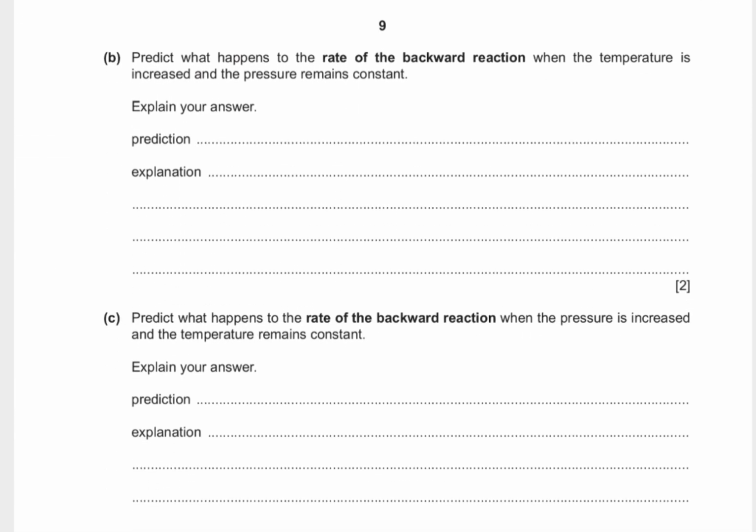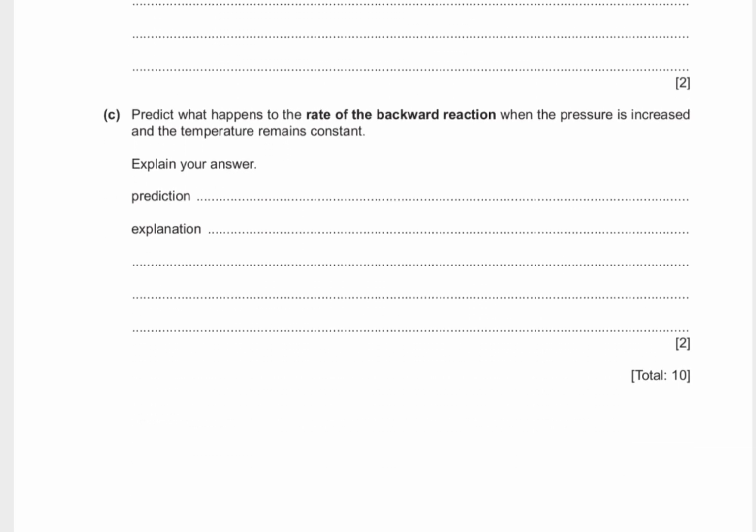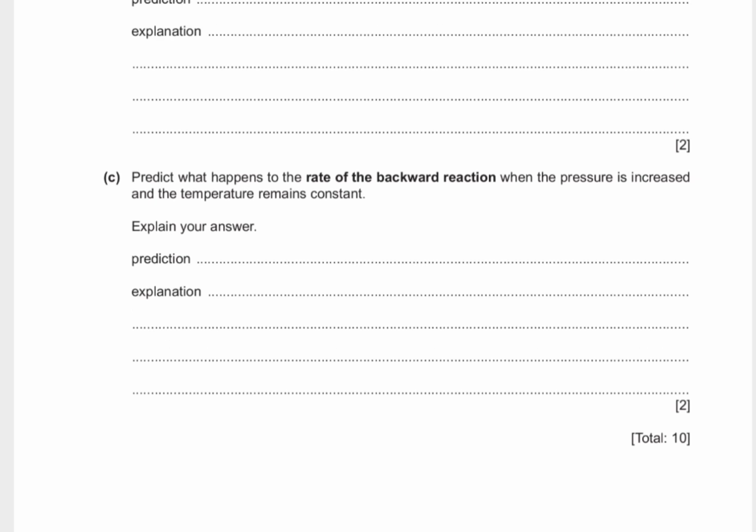Predict what happens to the rate of backward reaction when the temperature is increased and the pressure remains constant. The reaction rate will increase because the particles move faster, they collide with each other more, they have more collisions. Then predict what happens to the rate of reaction when the pressure is increased and the temperature remains constant. In that case, the rate increases because the particles per unit volume increase. Greater collision frequency, so the rate of reaction will be greater when the pressure is increased. There we go with the five questions.